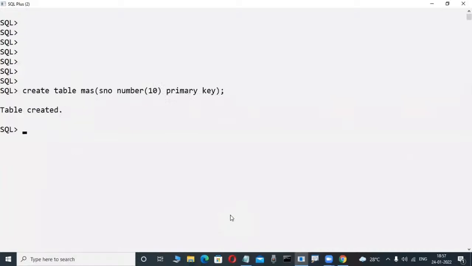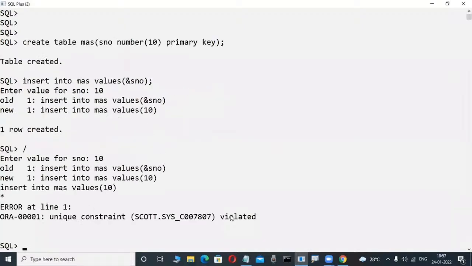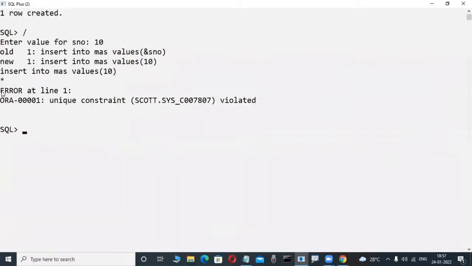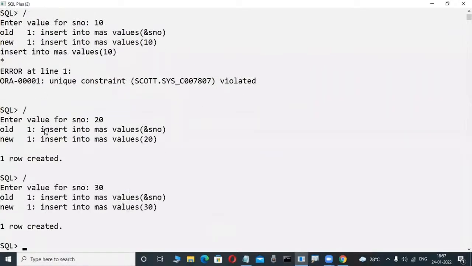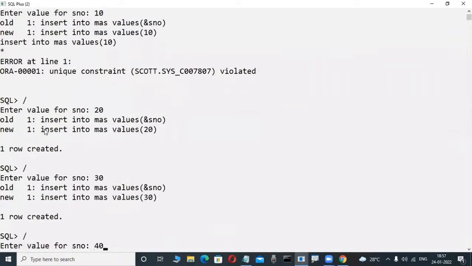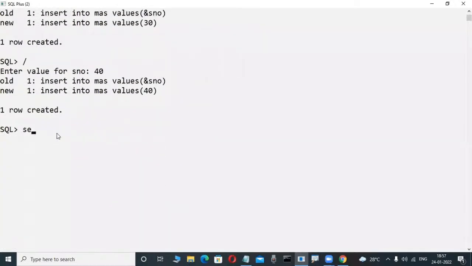Observe it here. Now I try to insert duplicate data in the master table. Suppose 10, again 10, is not possible. Duplicate not possible. Error. But 10 one time, 20 one time, 30, not only 10, 20, 30, 1, 2, 3 also. Observe here, we are doing only that.